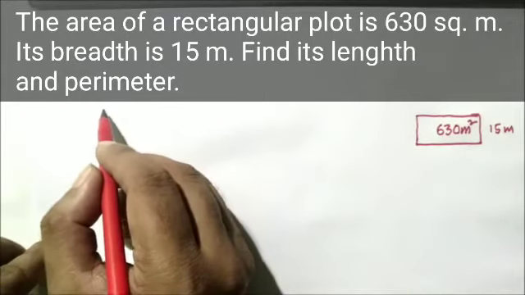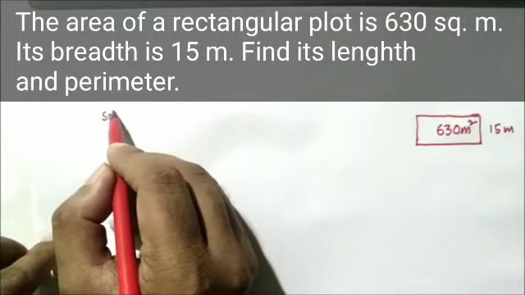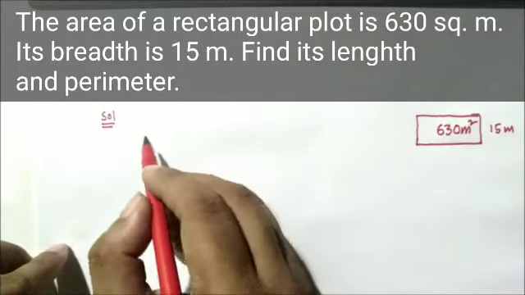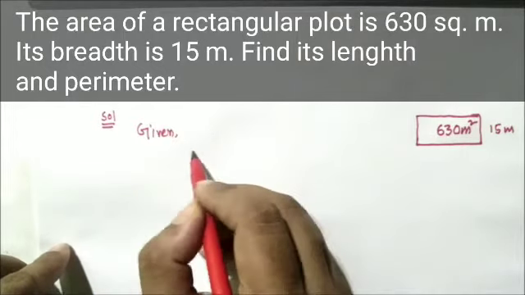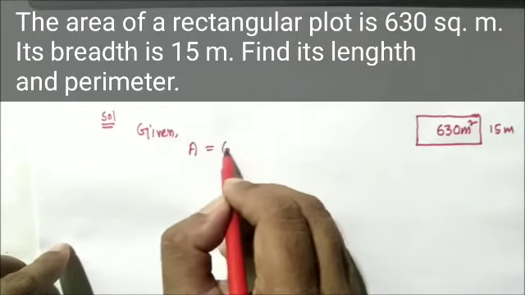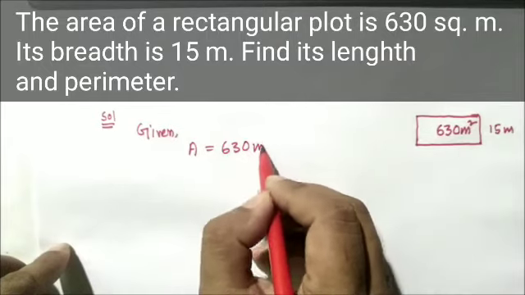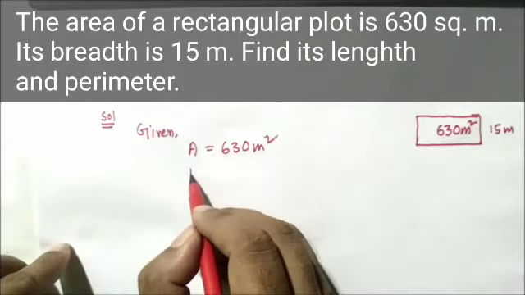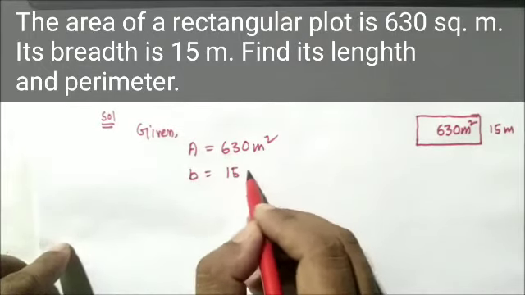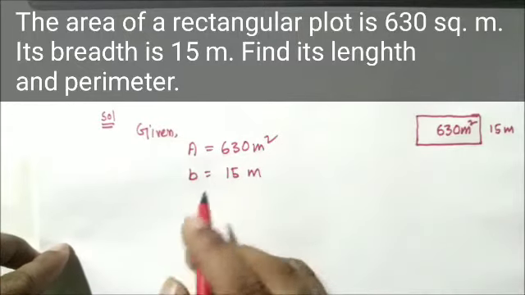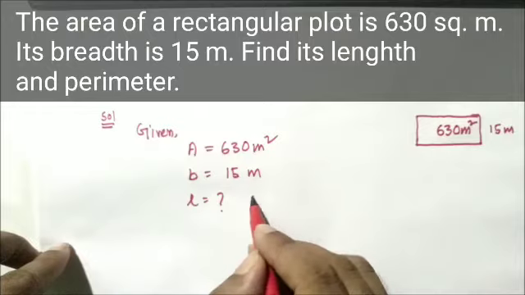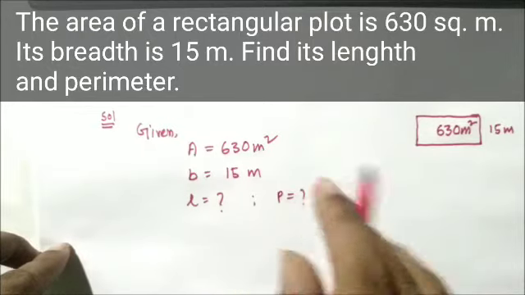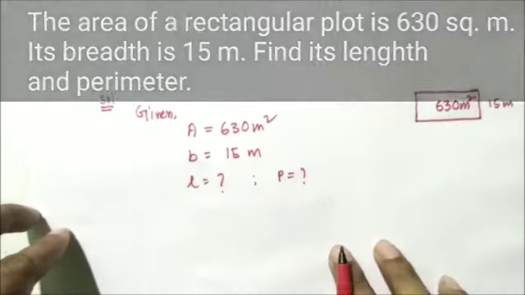Now let us try to solve this one. Here you have to write what is given. The area is given as 630 square meter. The breadth is given as 15 meter, and you are asked to find the length. Also you are asked to find the perimeter of the plot. Clear?